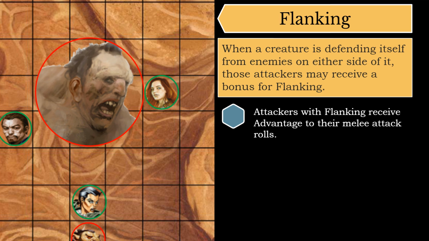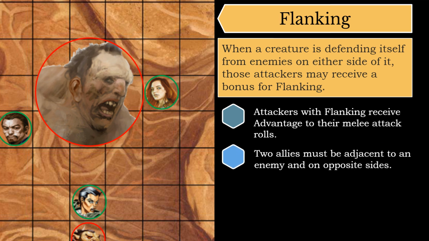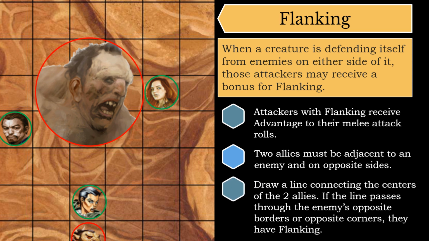To receive advantage for flanking, you and an ally must be adjacent to a target, and a targeting line drawn from the middle of your square to the middle of your ally's square must pass through opposite borders or opposite corners of your enemy. If you or your ally is sized large or bigger, you may choose any of that character's occupied squares to draw the line from the middle of. Also, you and your ally must be conscious and be able to see the enemy that you wish to flank.